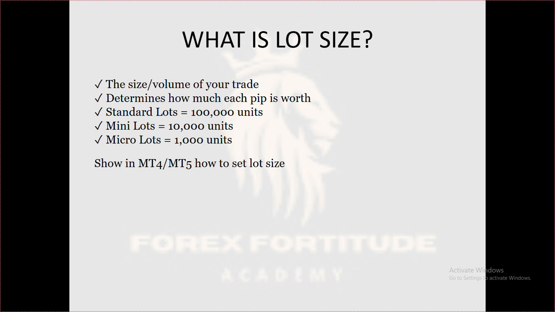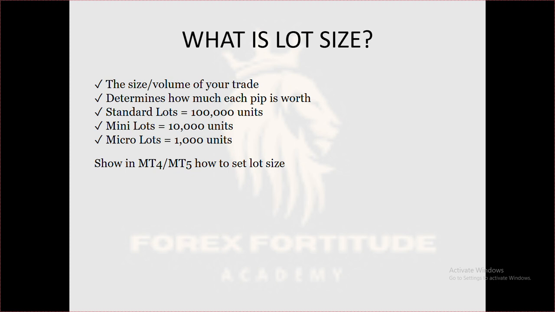Also, a mini lot is for intermediate traders, a little bit lower than big traders with bigger accounts. Do you understand what I'm saying now? With 10,000 units, it is $1 per pip movement. So if there is a 10 pip movement in profit, you are making $10, and if you're in loss, you are making $10 in loss as well.